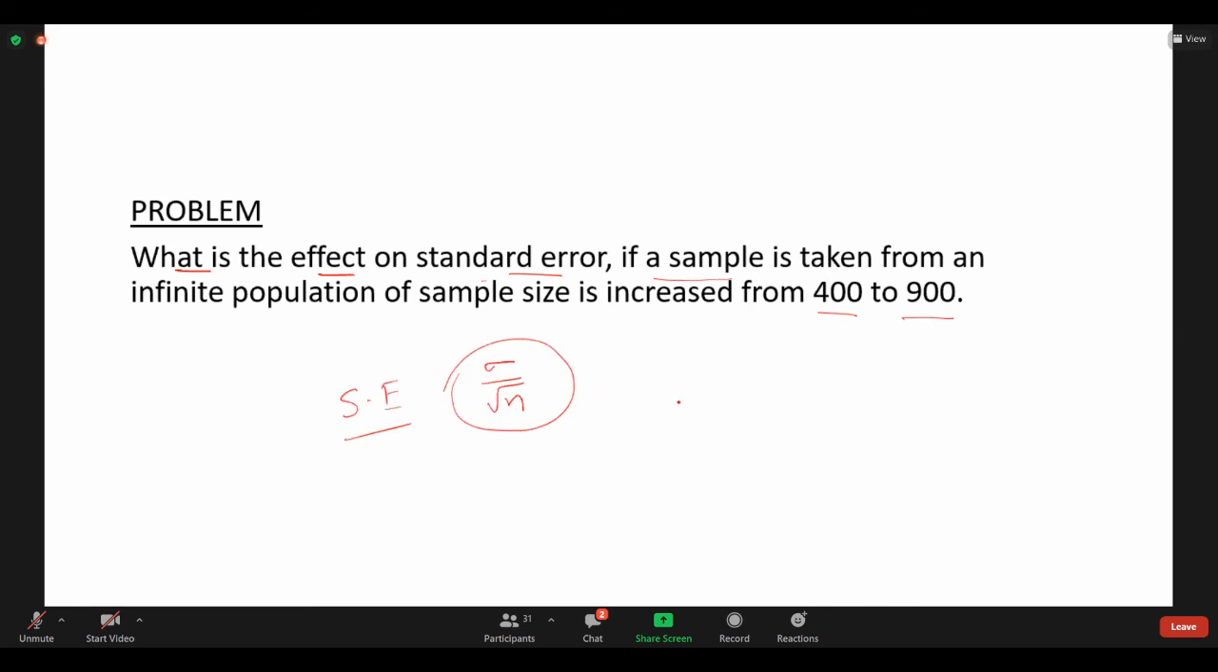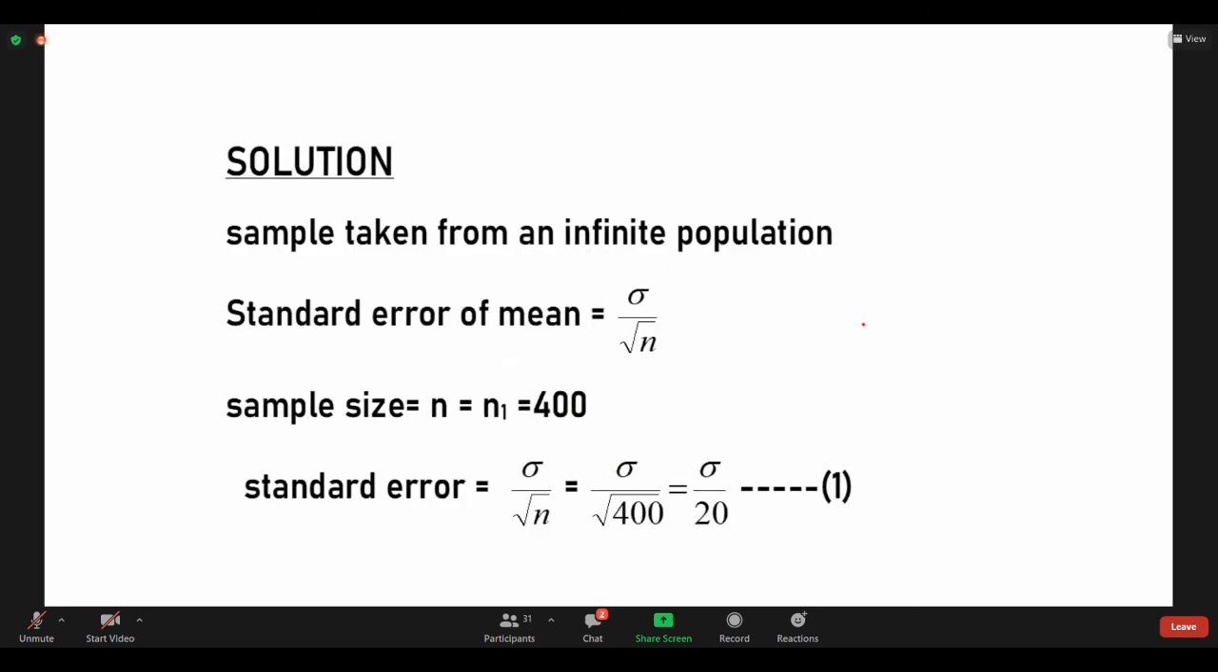Here they give different sample sizes. N1 is equal to 400 and N2 is equal to 900. Initially the sample size is 400, that is increased to 900. Just substitute in the formula. Then we have to observe the relation between the two standard errors. Now all of you see that solution.